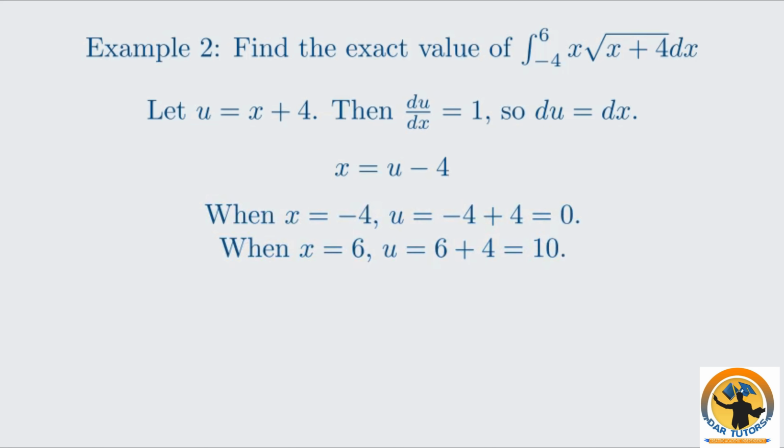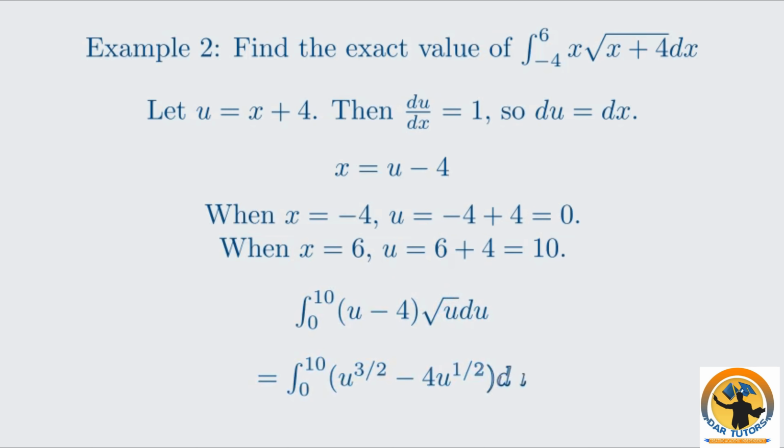Now we can rewrite the integral entirely in terms of u. The integral becomes the integral from 0 to 10 of u minus 4 times the square root of u du. To integrate this, we first expand the expression. This is the integral from 0 to 10 of u to the 3/2 minus 4 times u to the 1/2 du.